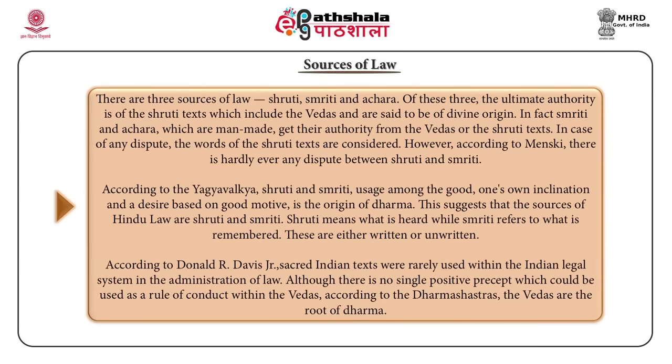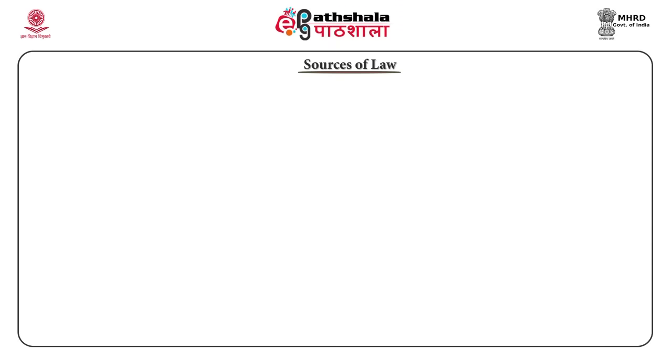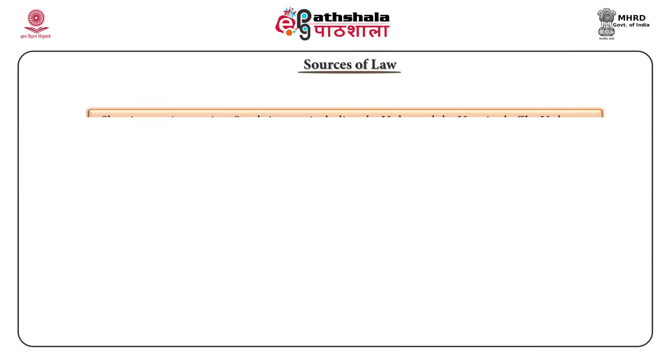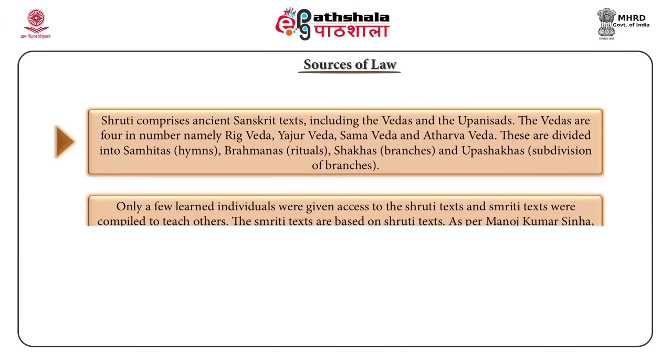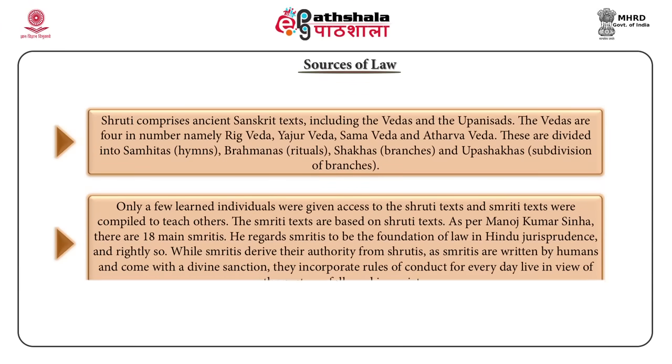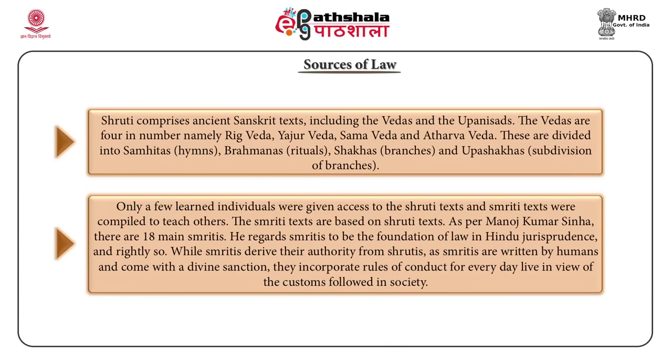Now, although there's no single positive precept which could be used as a rule of conduct within the Vedas, according to Dharma Shastras, the Vedas are the root of the Dharma. Shruti comprises ancient Sanskrit texts and includes the Vedas and the Upanishads. The Vedas are 4 in number, as we all know: the Rig Veda, Yajur, Sama, and Atharva Vedas. These are divided into different hymns and rituals and branches and subdivisions and so on.